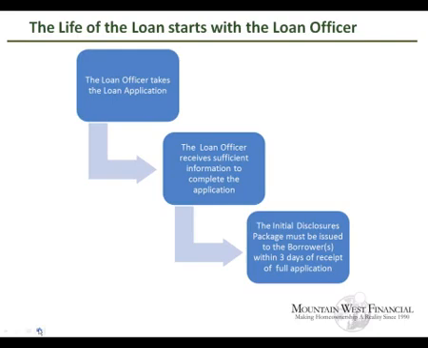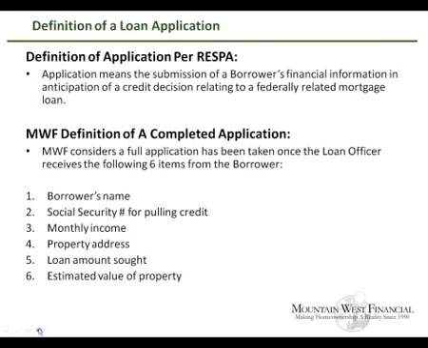Now that you are familiar with all the 14 processes, how does the loan get started? Well, the life of the loan starts with the loan officer. The loan officer takes the loan application. Once the loan officer receives sufficient information from the borrower, a loan application is being completed and the initial disclosures must be issued to the borrower within 3 days of application being taken.